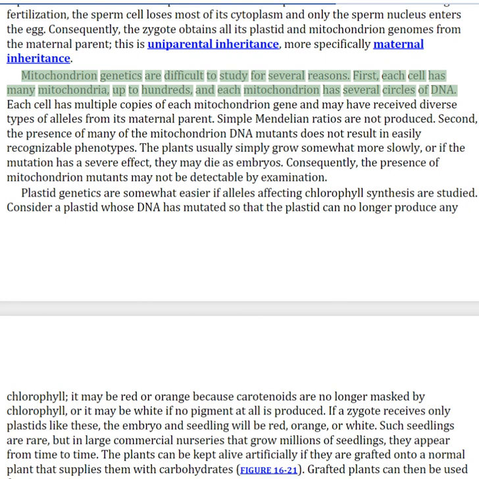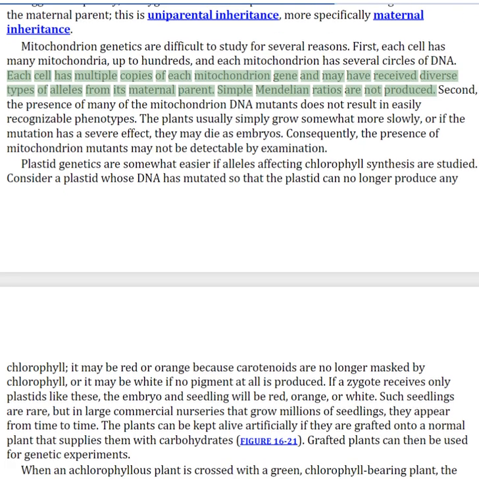Mitochondrion genetics are difficult to study for several reasons. First, each cell has many mitochondria, up to hundreds, and each mitochondrion has several circles of DNA. Each cell has multiple copies of each mitochondrion gene and may have received diverse types of alleles from its maternal parent. Simple Mendelian ratios are not produced.